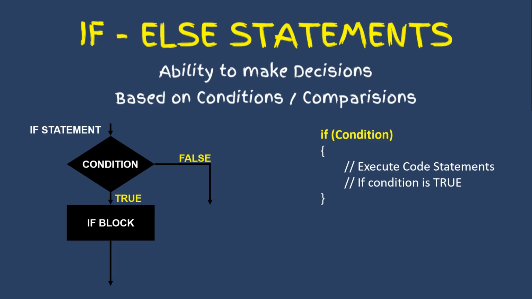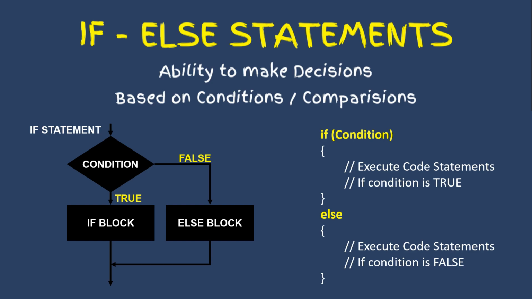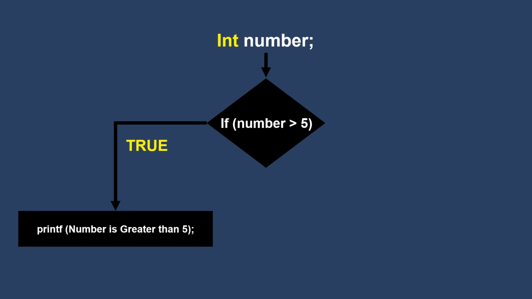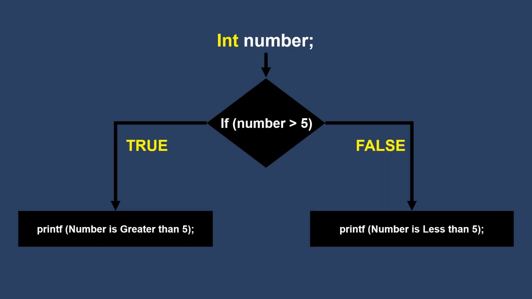Instead, the program moves to an alternative block of code associated with the false condition, which is specified using the else keyword followed by another block of code enclosed in curly braces. Now let's look at a simple code to illustrate how if-else statements work in practice. Imagine we have an integer variable number. Our task here is to create a condition that checks if number is greater than 5. If it is, we'll display one message. If not, we'll display another message.